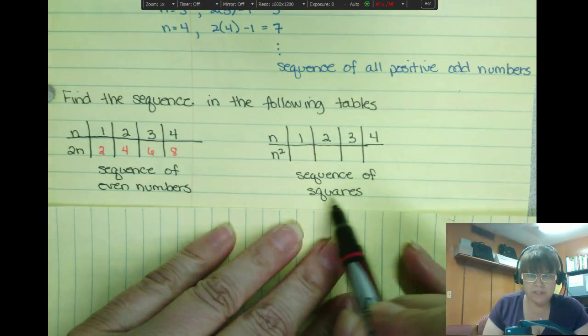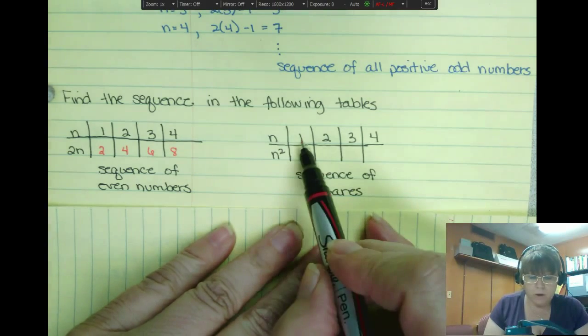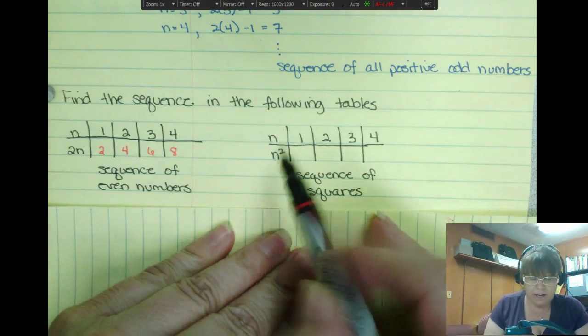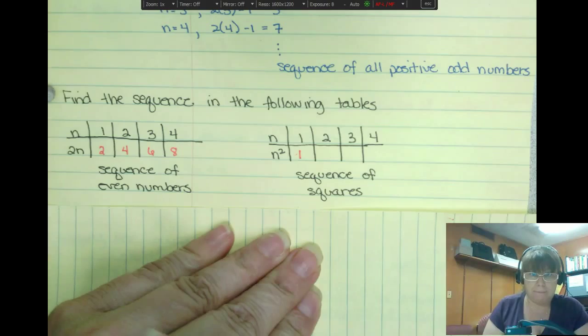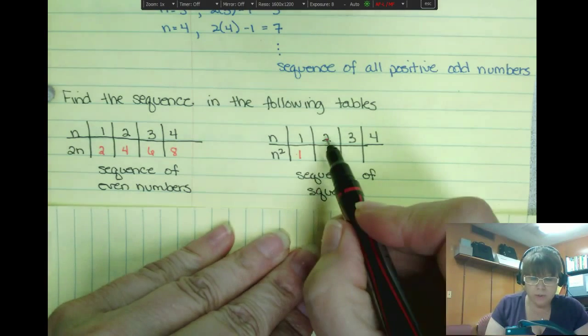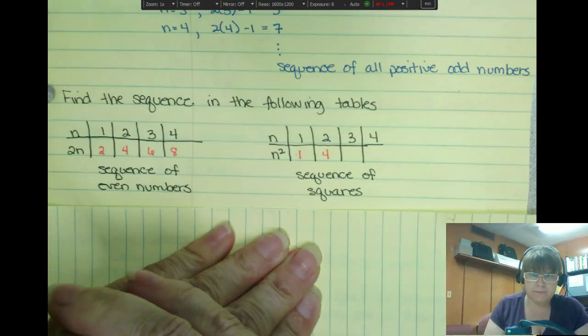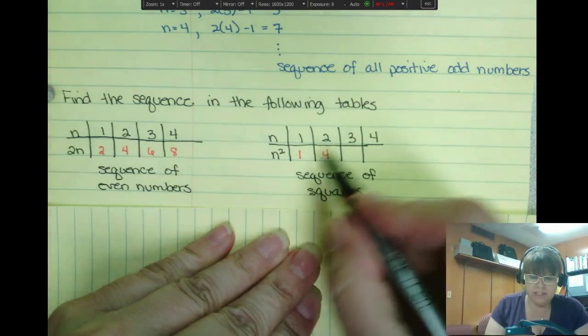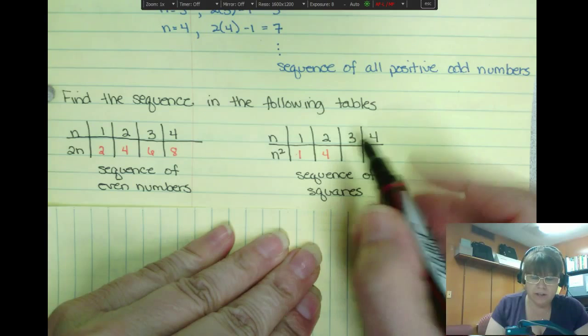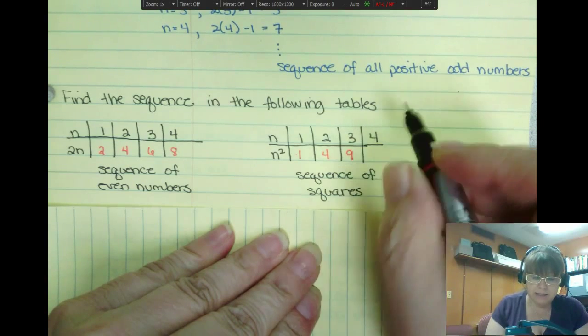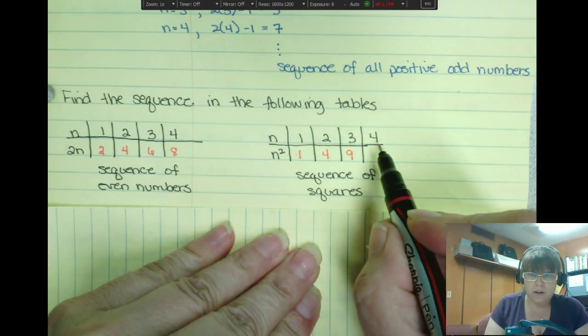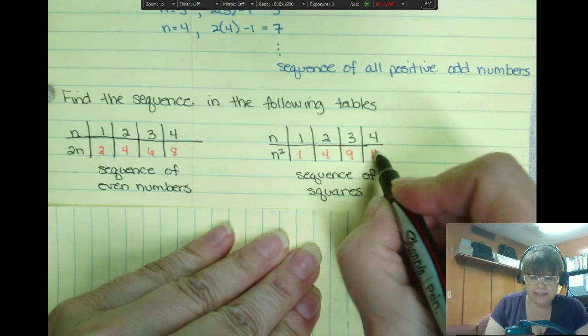Now let's try the sequence of squares. When n is 1, 1 squared is 1. When n is 2, 2 squared is 4. When n is 3, 3 squared is 9. When n is 4, 4 squared is 16.